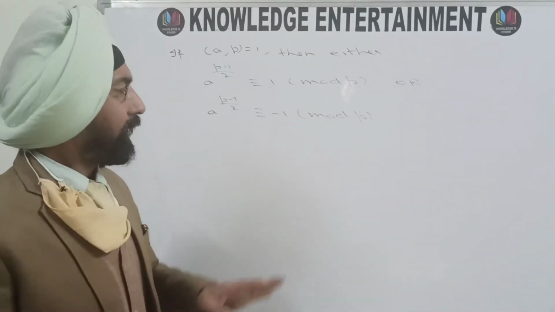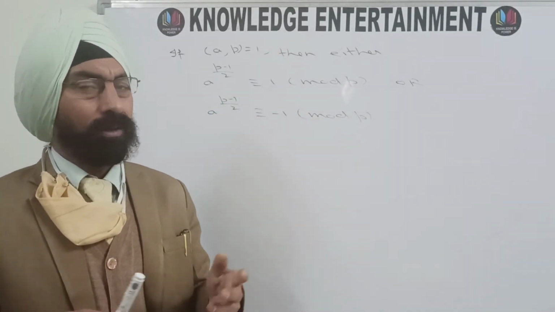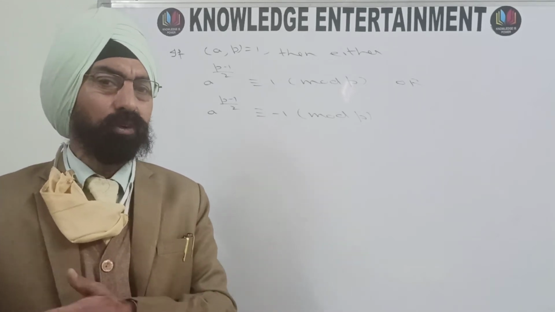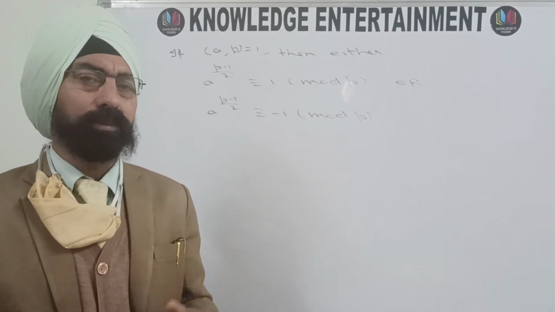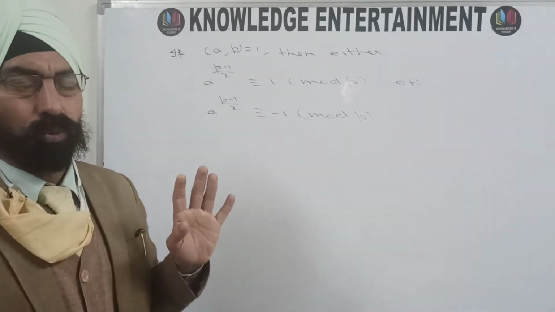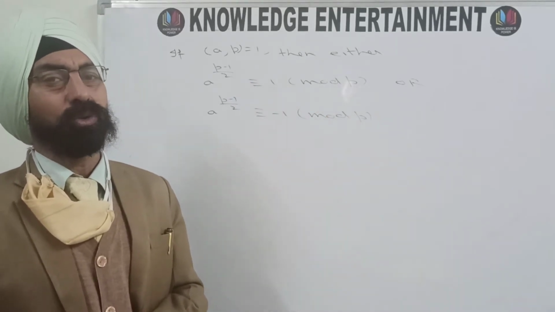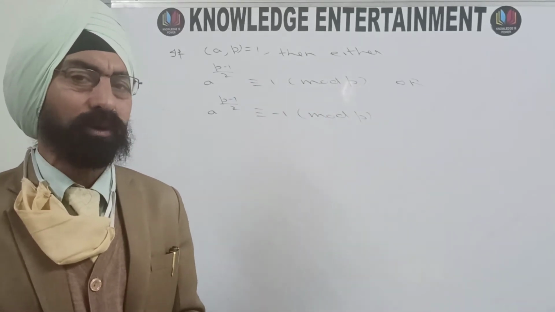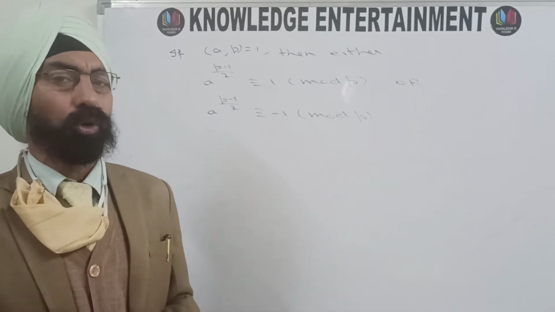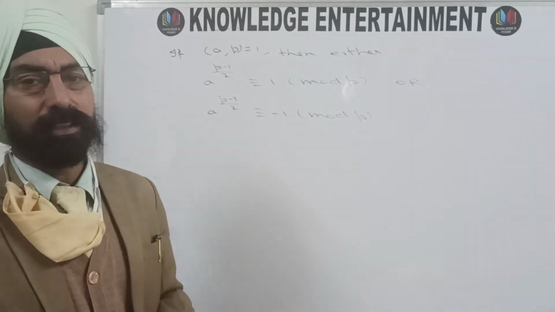So after proving this theorem, we will have a result. For example, for 11, you take the complete residue set 1, 2, 3, 4 up to 10. Take any number, suppose 5. You just check 5 raised to the power (11 minus 1) by 2. If it is congruent to 1 modulo p, then 5 is a quadratic residue of 11. If it is congruent to minus 1 modulo 11, then it is a quadratic non-residue modulo 11. That we will do after proving this theorem.